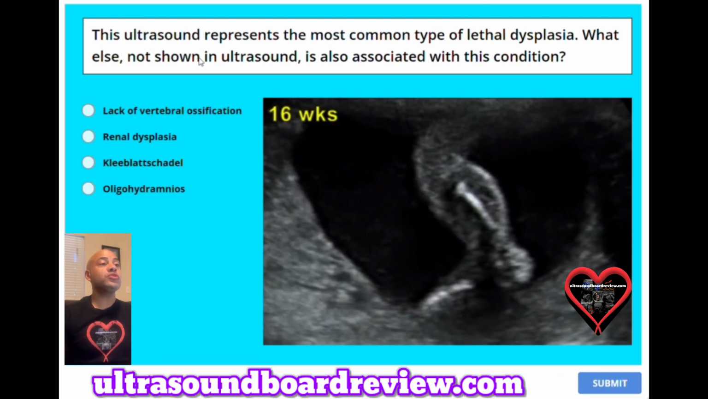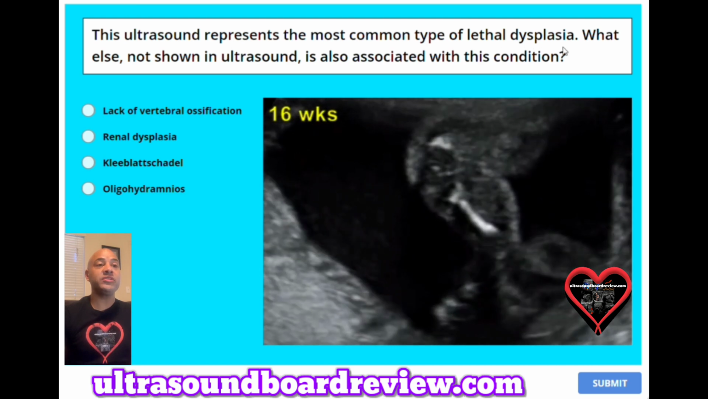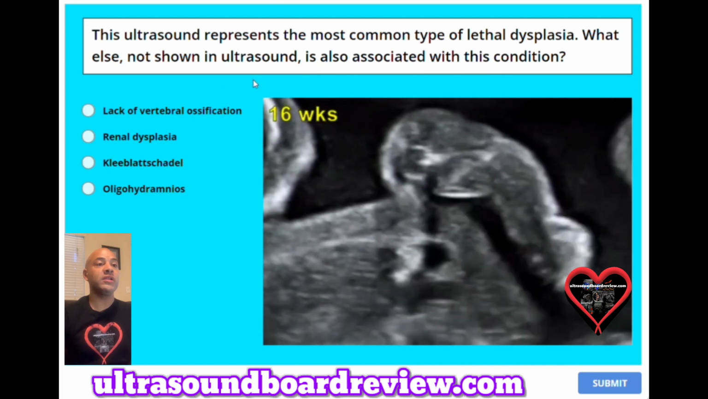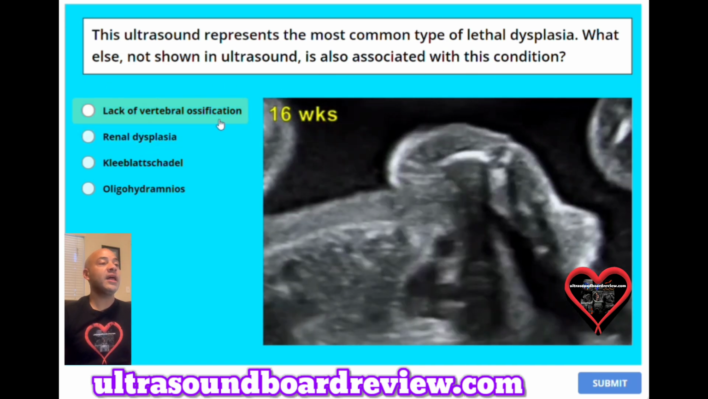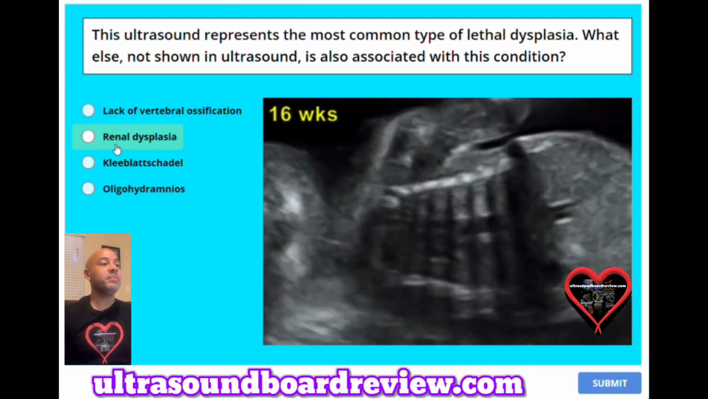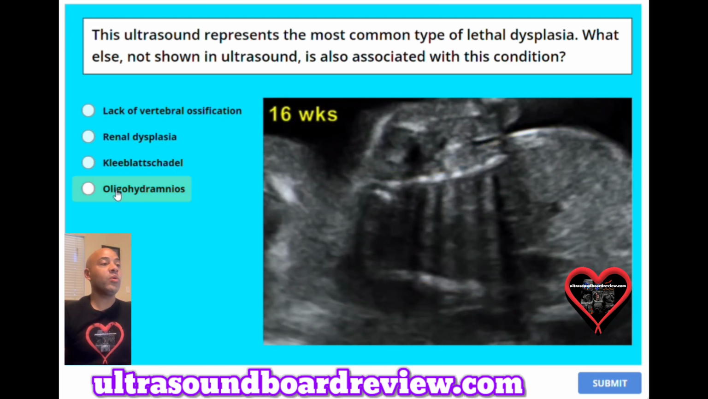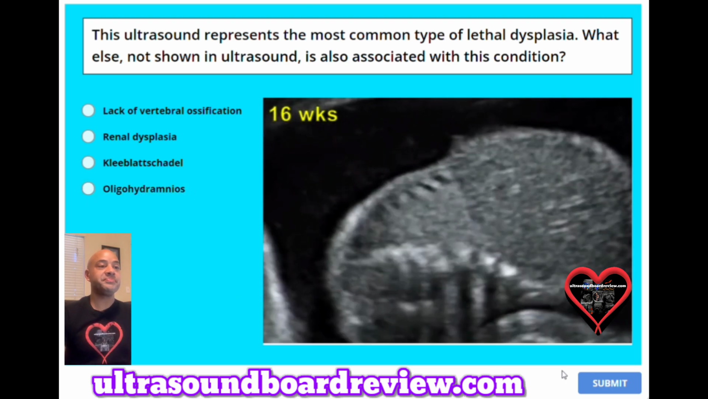Question 14. This ultrasound represents the most common type of lethal dysplasia. What else not shown in the ultrasound is also associated with this condition? A. Lack of vertebral ossification, B. Renal dysplasia, C. Cleabachidal, or D. Oligohydramnios?